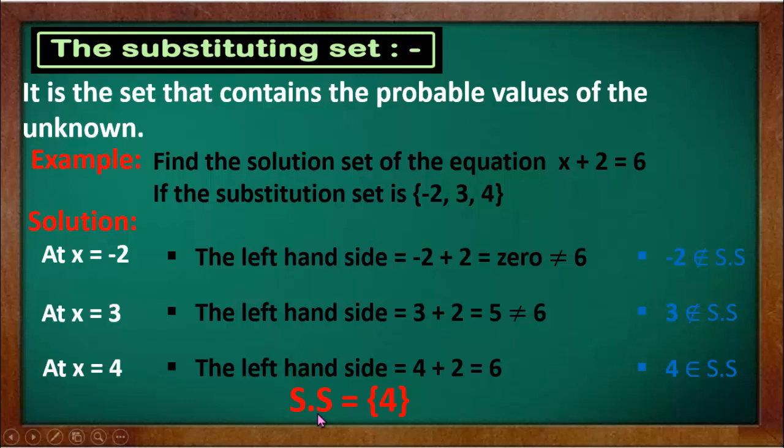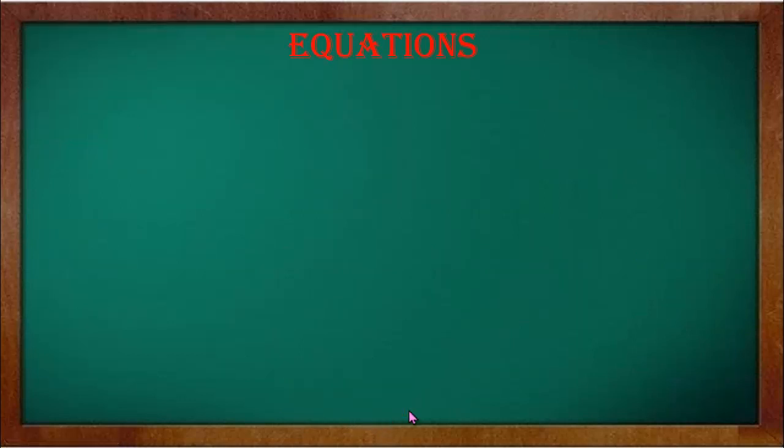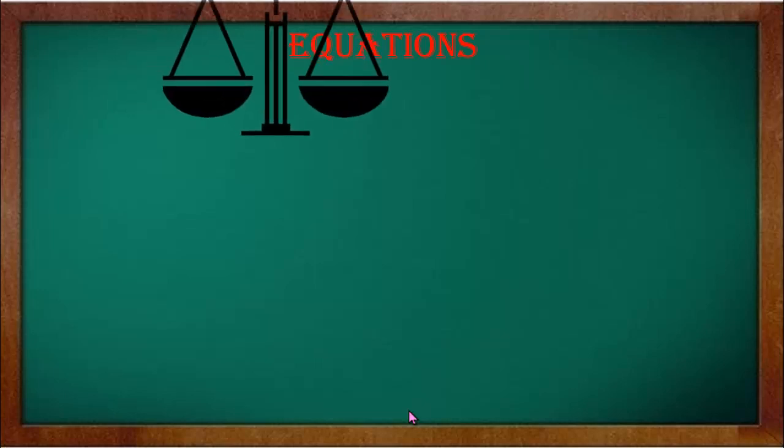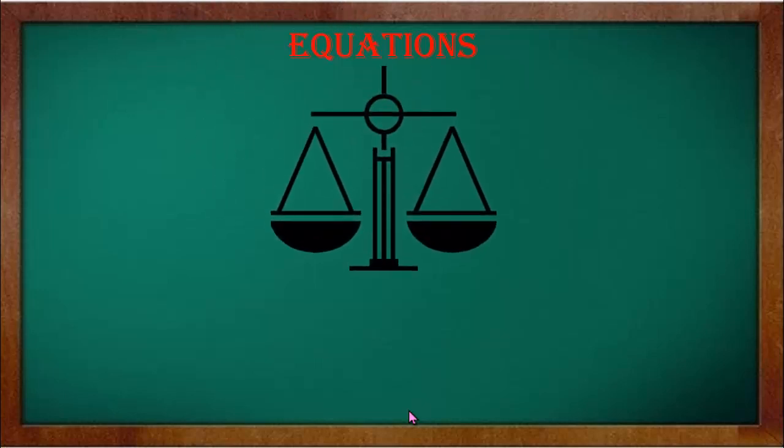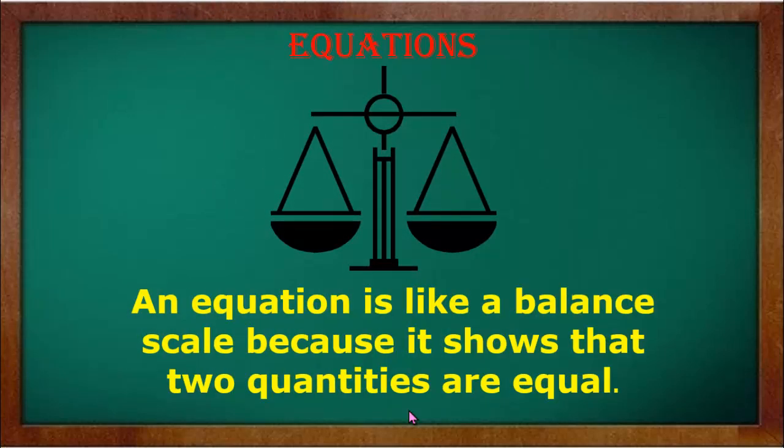So here my solution set is equal to set 4. A very important thing in an equation is that it's like a balance. An equation is like a balanced scale because it shows that two quantities are equal. So the right hand side of the balance must be equal to the left hand side, otherwise one of them will be heavier than the other. In equations, both of them must be equal.